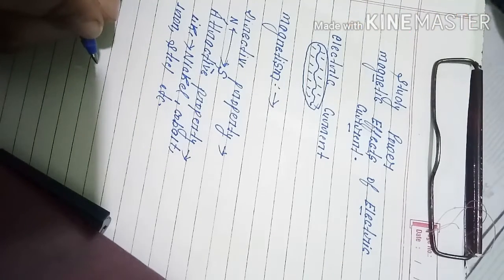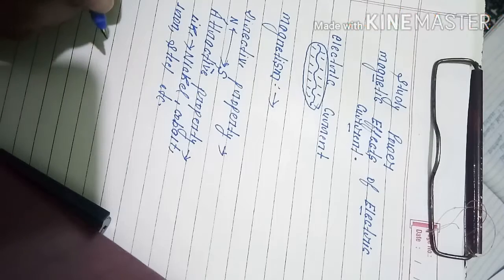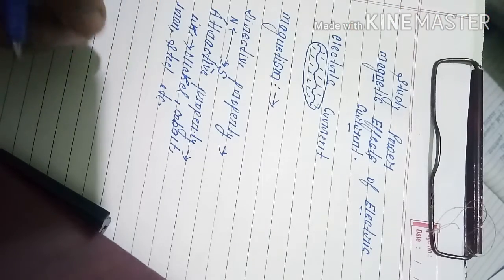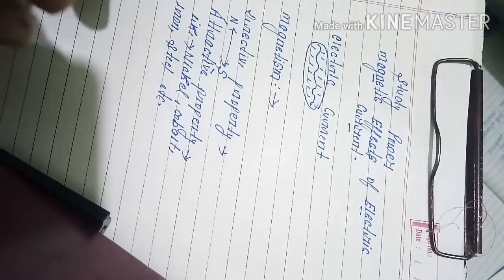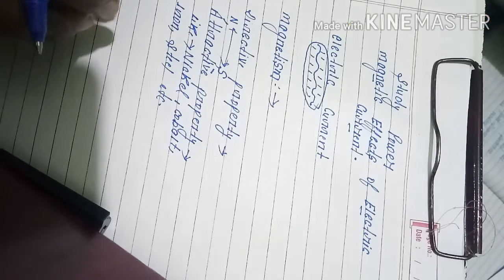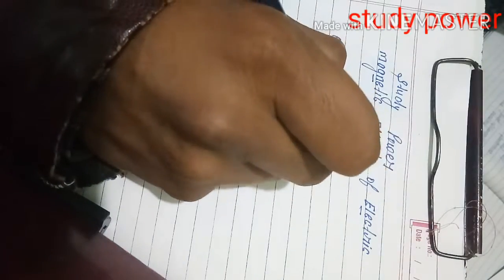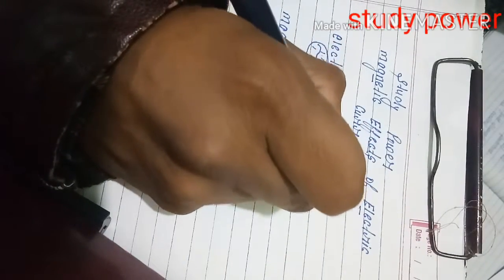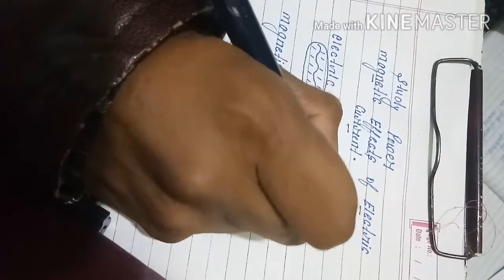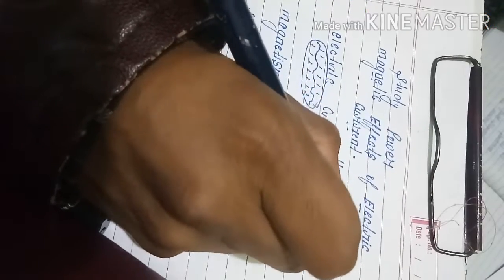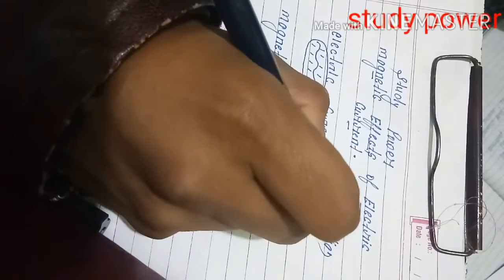Okay, friends. First, we have to know a very famous scientist who discovered magnetism, who showed the relationship between magnetism and electricity, and who gave the phenomena of relation between them. That scientist's name is Hans Christian Ørsted.